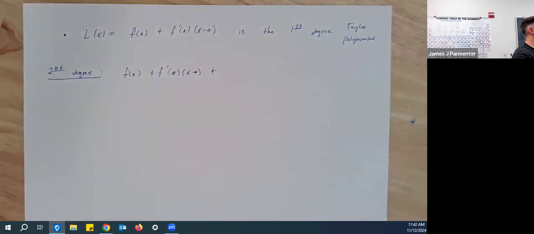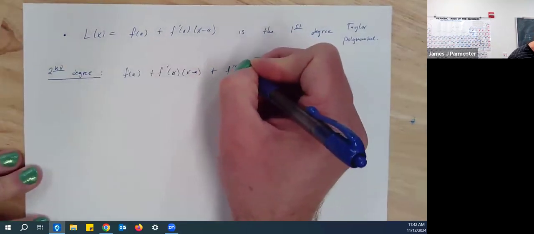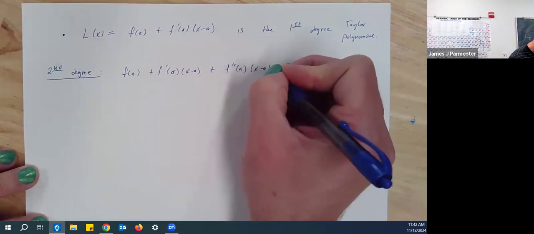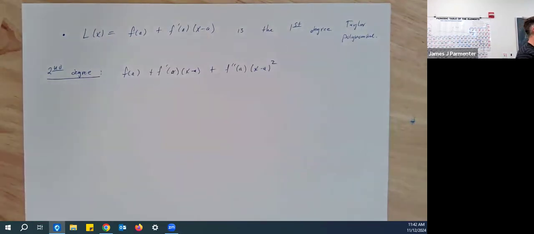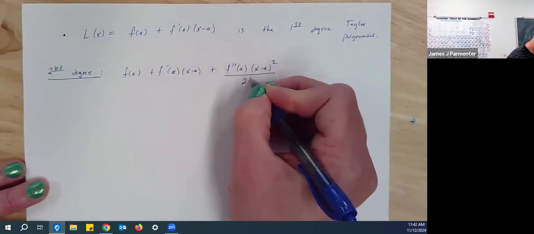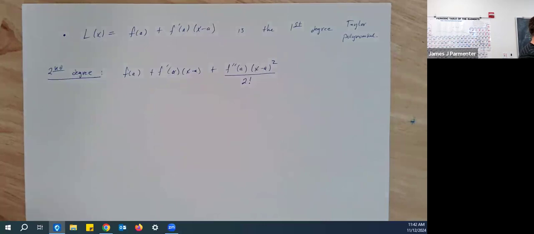The next term is always found in the same way. It's going to be the next derivative, so f double prime of a, times the next power of x minus a, and then you divide by the next number factorial, 2 factorial in this case. Factorial just means you take that number and multiply by all the lesser numbers down to 1. So 7 factorial is 7 times 6 times 5 times 4 times 3 times 2 times 1. 2 factorial is 2 times 1.